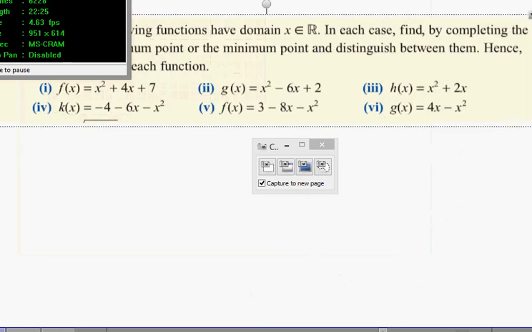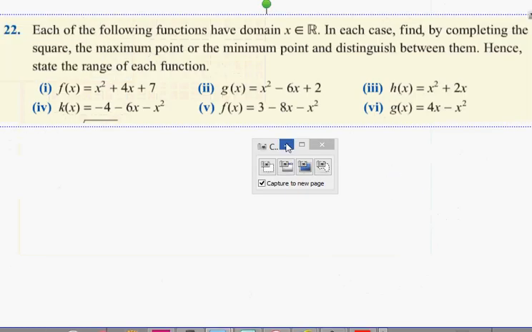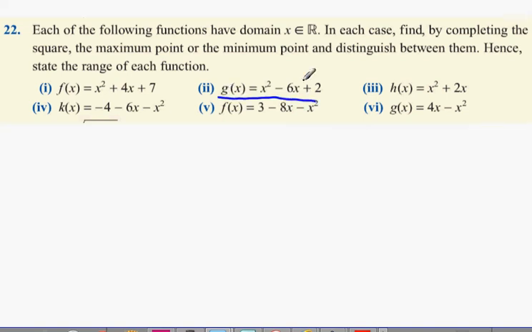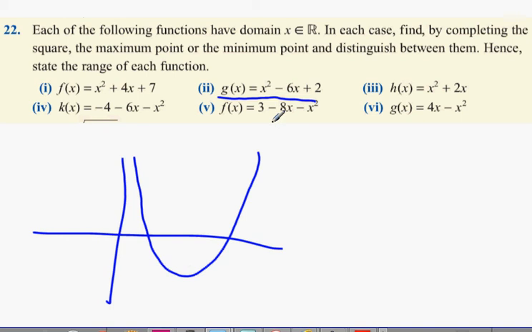Let's begin, okay? Each of the following functions has a domain x, an element of R. Find by completing the square the maximum or minimum point of each and distinguish between them. Hence state the range of each function, okay? So what's going to happen here is, I identify this function here, g of x. g of x is now identified as a u-shaped function. Why is it u-shaped? Plus x squared.